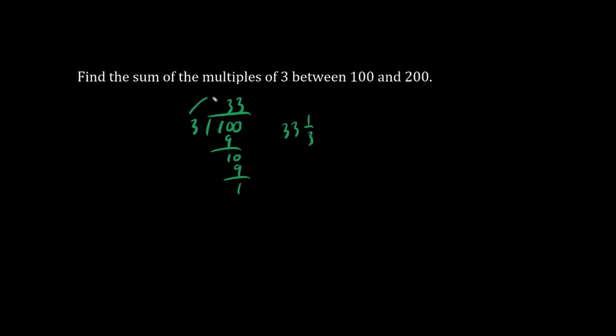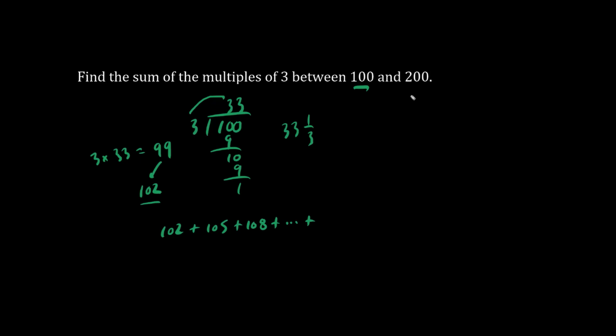So 3 times 33 is just under 100. So let's add one more. So 99 plus 3 is 102, and this happens to be our first number. That's a multiple of 3. So let's list these numbers. 102 plus 105 plus 108, and we keep on adding 3. Now the question is, what is the last number that's a multiple of 3?